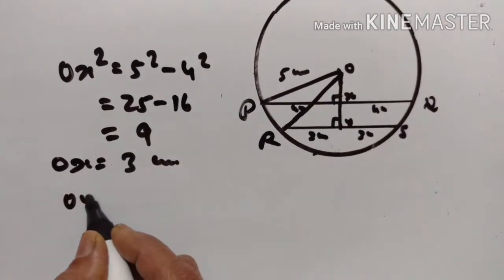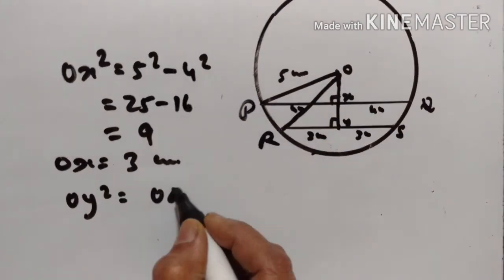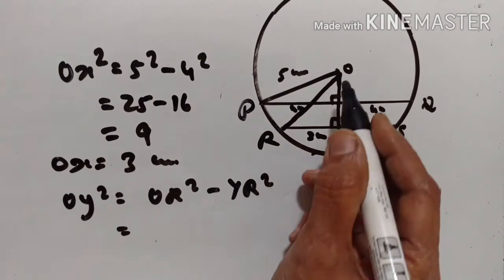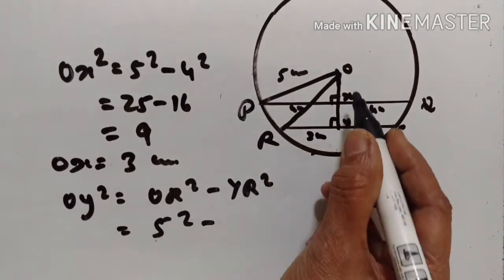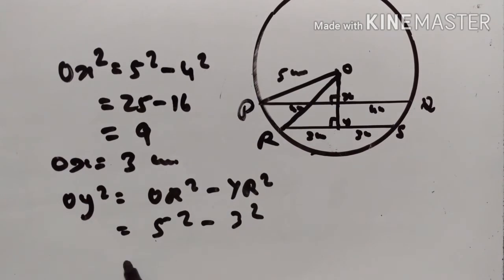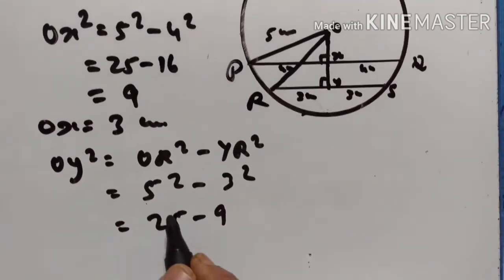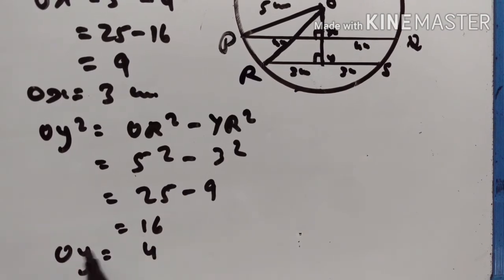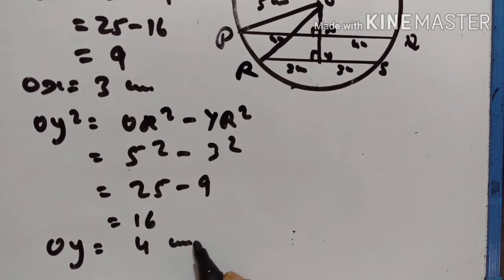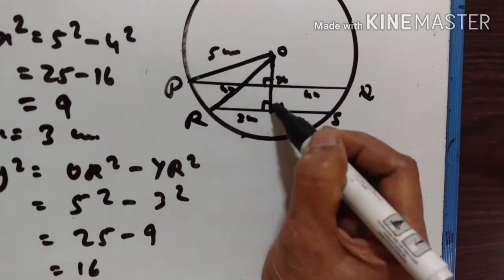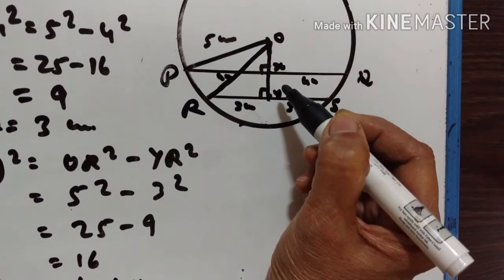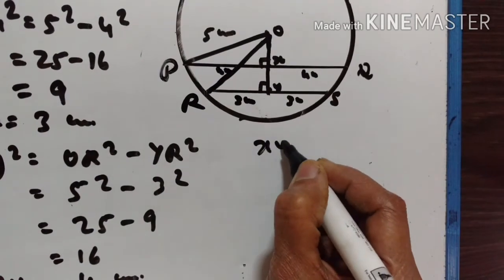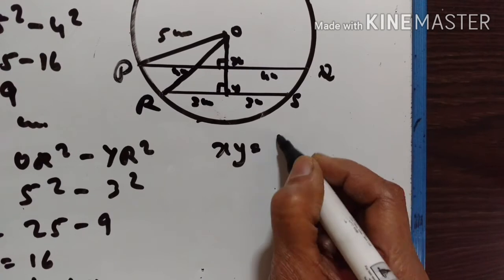Similarly, OY squared is equal to OR squared minus YR squared. OR is the radius, 5 squared minus YR squared, which is 3 squared. 25 minus 9 is 16. So OY is equal to 4, taking the square root on both sides. OY is equal to 4 cm, OX is equal to 3 cm. Therefore, XY is equal to OY minus OX, that is 1 cm.